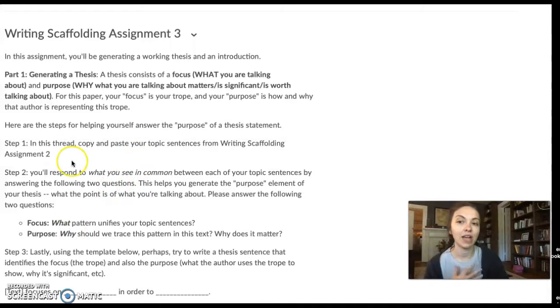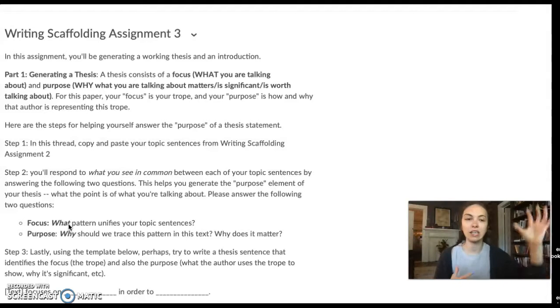After you copy and paste them, answer 2 questions. What is unifying the topic sentences? Do you see a pattern? And then what's important about that? Was your paper about identity, but then all of a sudden you started writing about locations too? Or did you end up with more than one trope? Are you seeing more patterns within your patterns? What are you seeing here? What are you arguing with all these little mini moments?